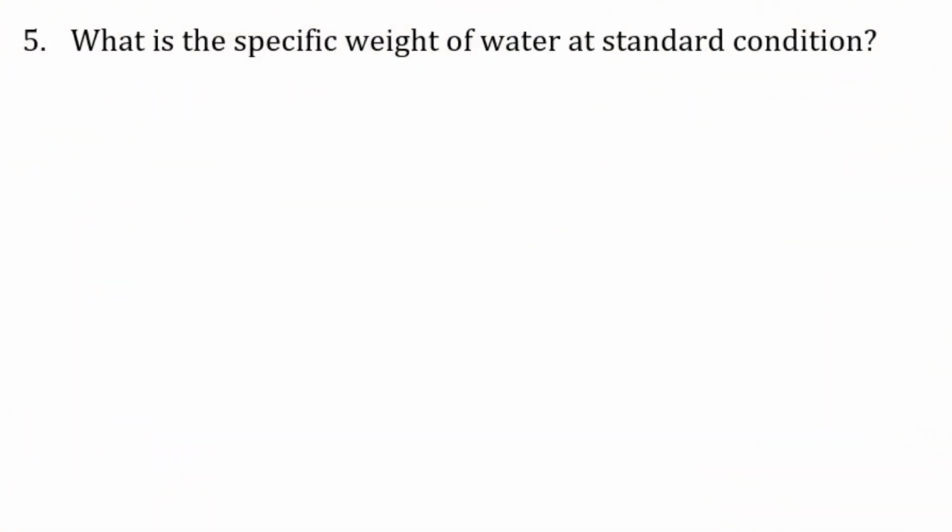Exercise number 5. What is the specific weight of water at standard condition? The standard density of water is 1000 kilograms per meter cubed. To solve specific weight, we will use the formula that specific weight is equal to the quotient of the product of density and gravitational acceleration and the proportionality constant.